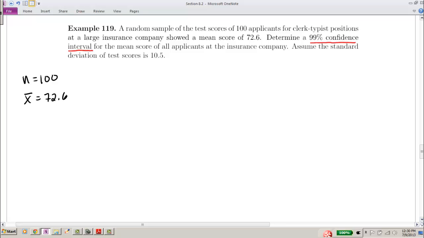We want to determine the 99% confidence interval, or level of confidence. 1 minus alpha is 0.99. For the mean score of all applicants, for mu, and we're going to assume the standard deviation of the test scores is 10.5. So our confidence interval starts with our sample mean, and then we need to figure out what is the maximum error. That's our big task to start out with. Find the maximum error.